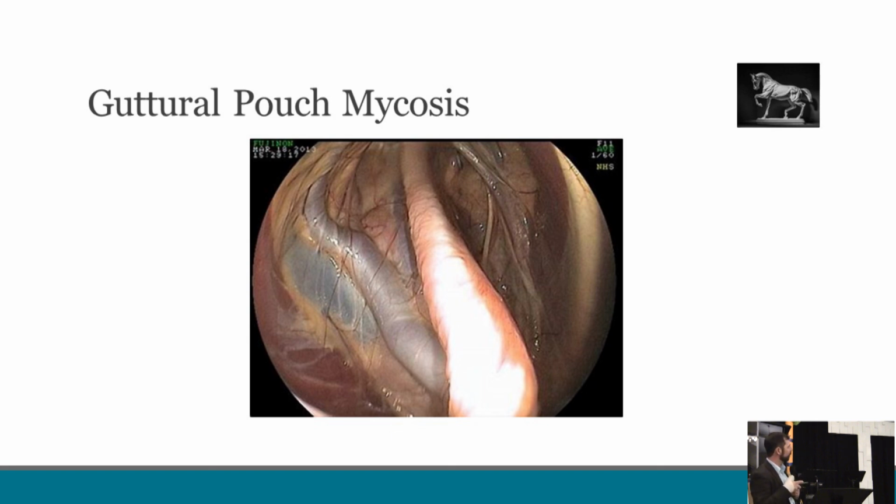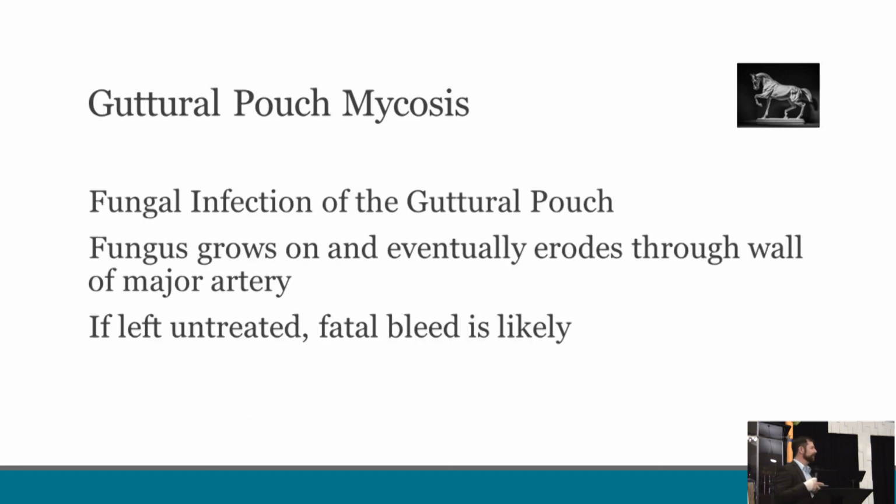And here, I'm not sure if you can quite see, but you have the internal carotid artery and a few of those cranial nerves coming down there as well. So guttural pouch mycosis is basically a fungal infection of that guttural pouch. A fungus grows on and eventually erodes through the wall of one of those major arteries. We don't really know how that fungus gets in there, but somehow it does, and it likes it. It starts to feed on the horse's own blood supply.